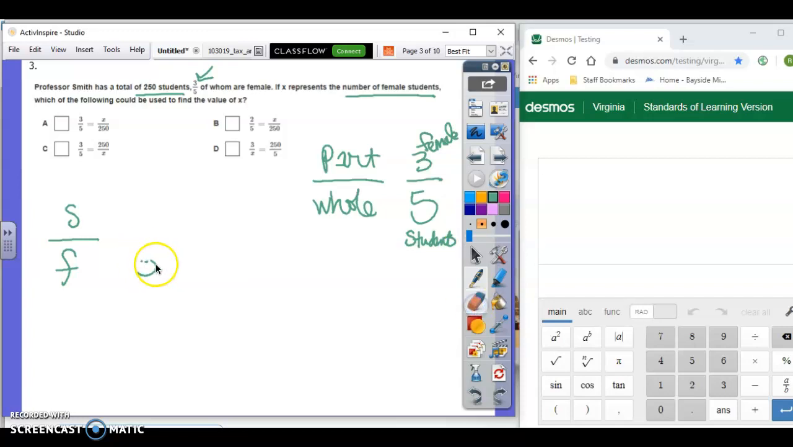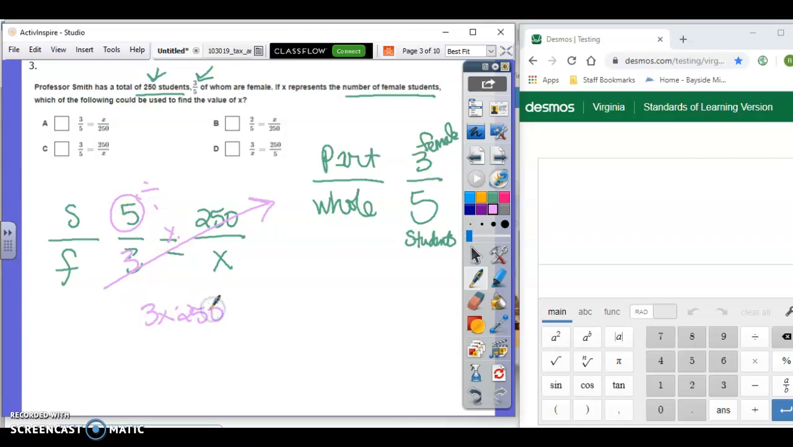Well, let me try this again. So for students, I have 5. For female, I have 3. And then it told us that he had 250 students, and we're going to use X to find out how many females there would be. So we multiply the numbers that are across from each other. So 3 times 250, divide by the number that's left over, divide by 5. So we're multiplying 3 times 250, and then we're going to take all of that and divide by 5. So we're going to find which one does that.